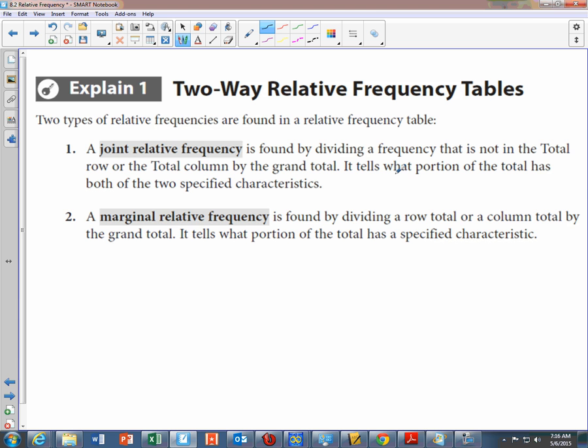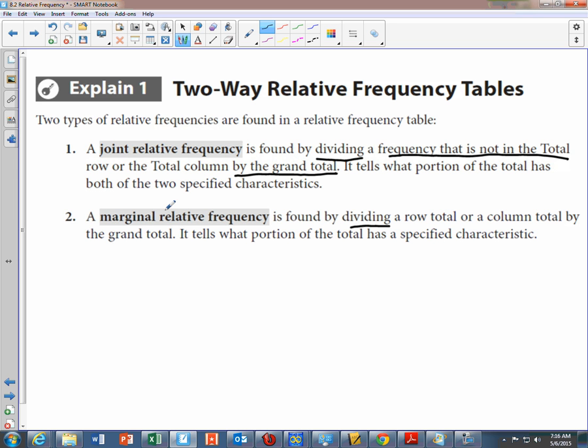But in a joint relative frequency, you have to divide. Notice in both cases it's divide. But you can divide a frequency that is not a total by the grand total. So in a joint relative frequency, you divide a frequency not a total at all, not in a total row or total column, and you divide it by the grand total. I'll show you how that works in a second.